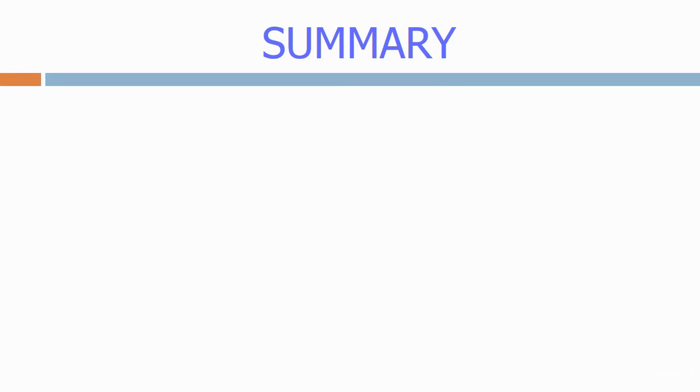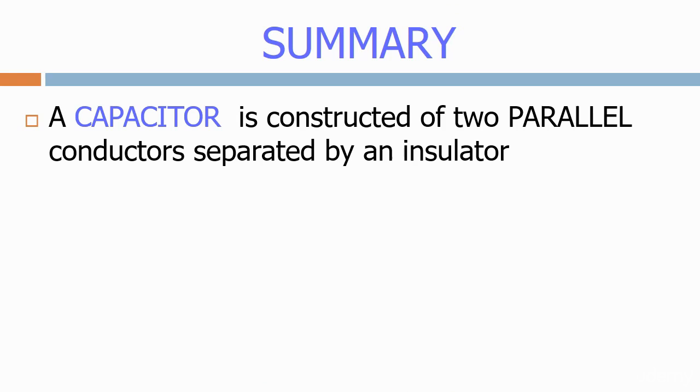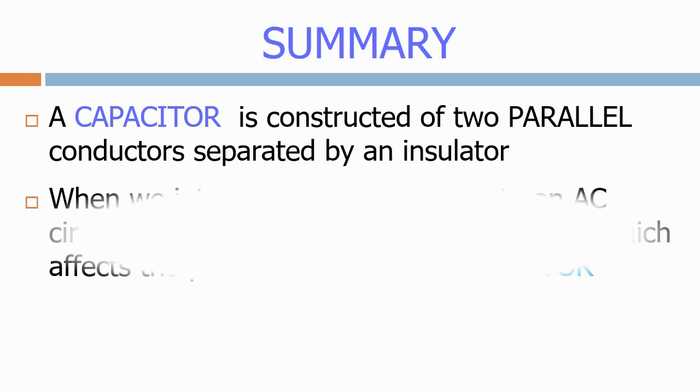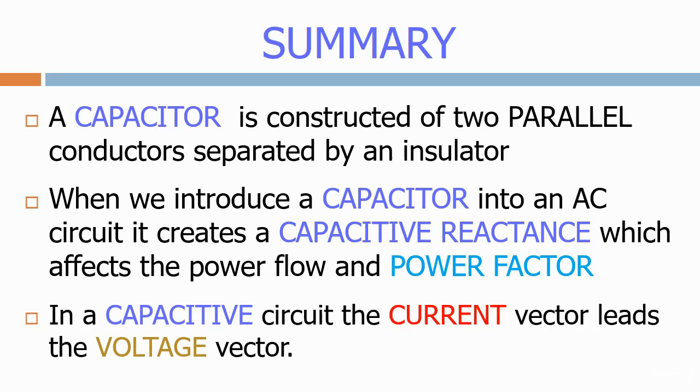Let's now summarise what we've learned today. A capacitor is constructed of two parallel conductors separated by an insulator. When we introduce a capacitor into an AC circuit, it creates a capacitive reactance, which affects the power flow and power factor. In a capacitive circuit, the current vector leads the voltage vector.